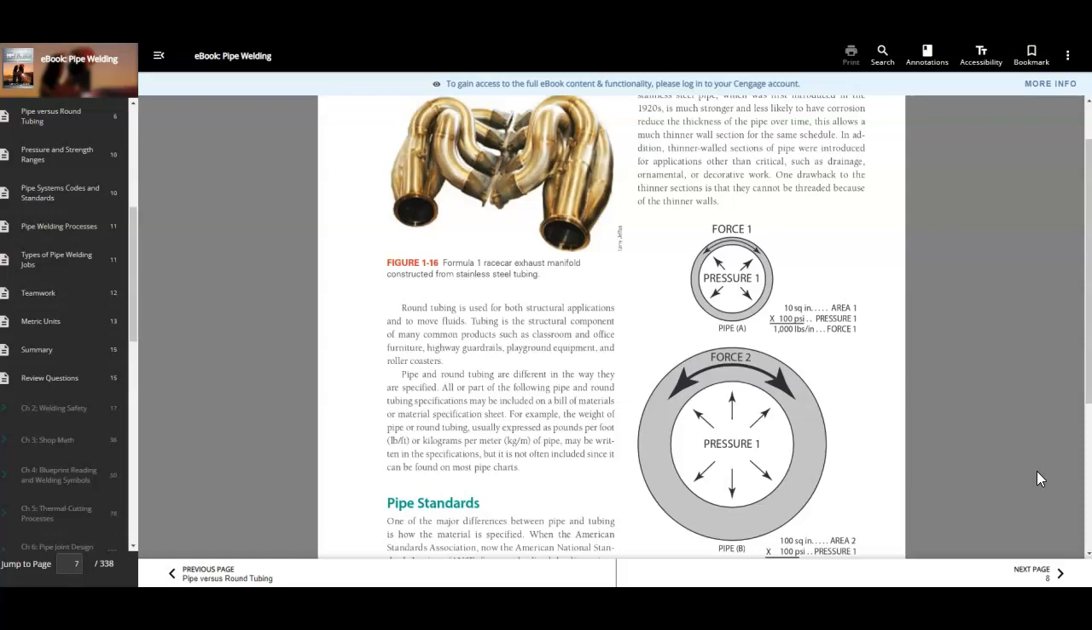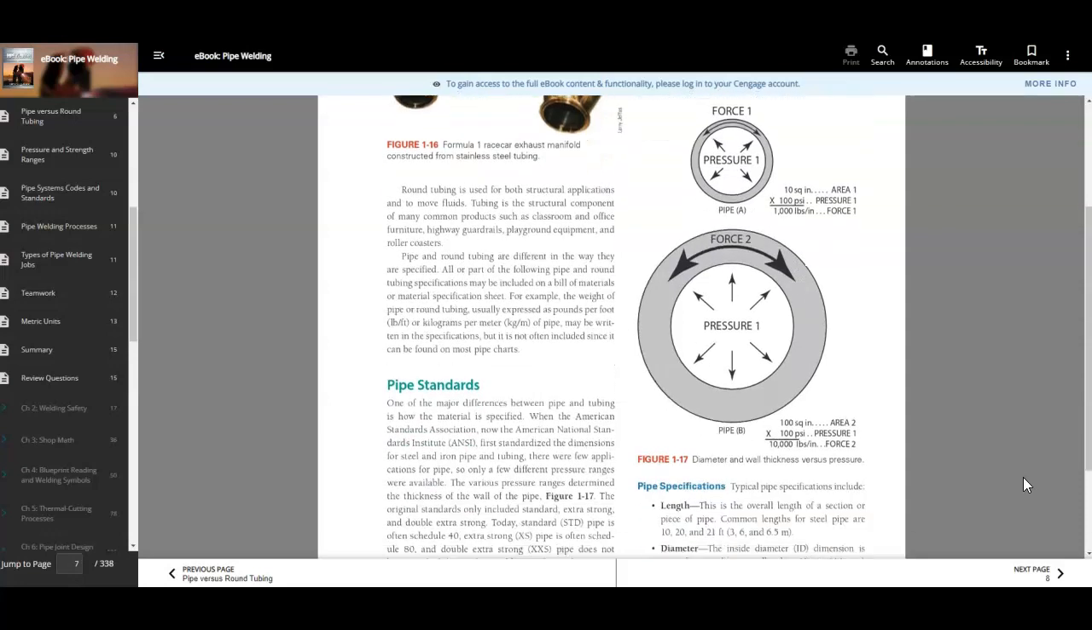All or part of the following pipe and round tubing specifications may be included on a bill of materials or a material specification sheet. For example, the weight of pipe or round tubing, usually expressed as pounds per foot or kilograms per meter of pipe, may be written in the specifications but is not often included since it can be found on most pipe charts.